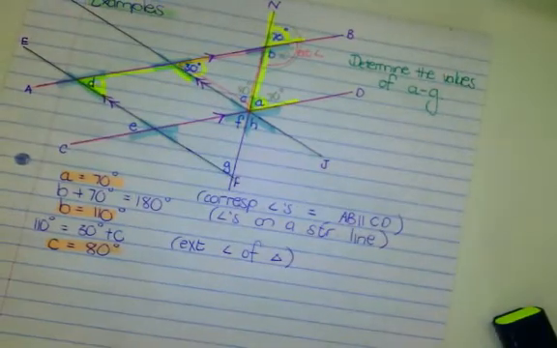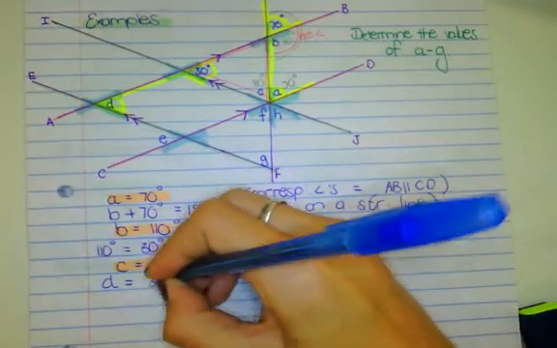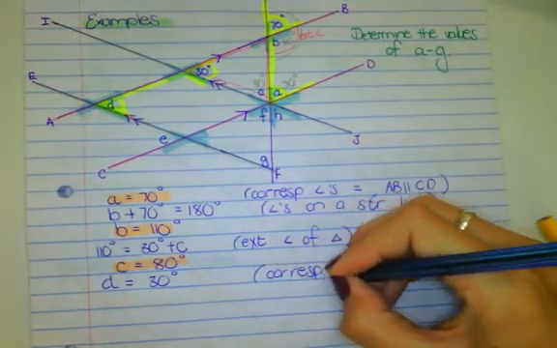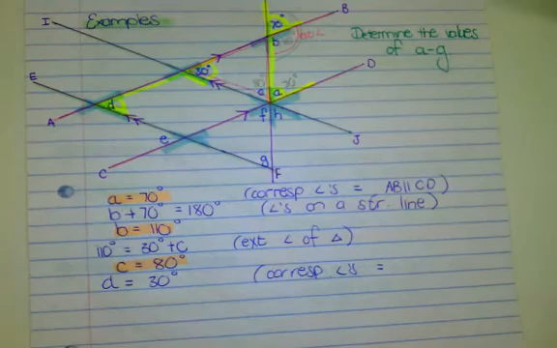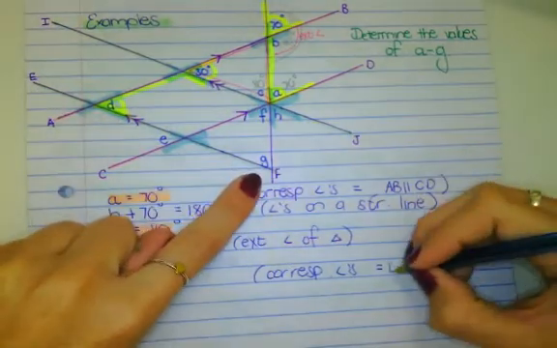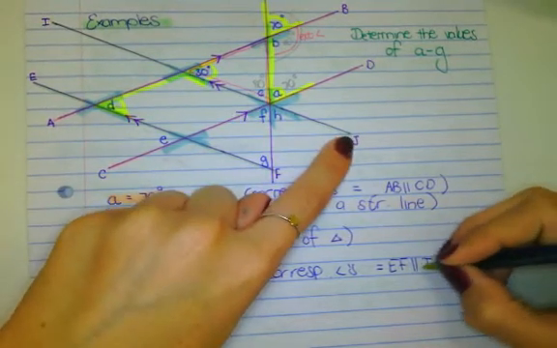So we can write here that D is equal to 30 degrees because I have corresponding angles equal. And what were my parallel lines? They were the green ones, and the green ones are EF parallel to IJ.